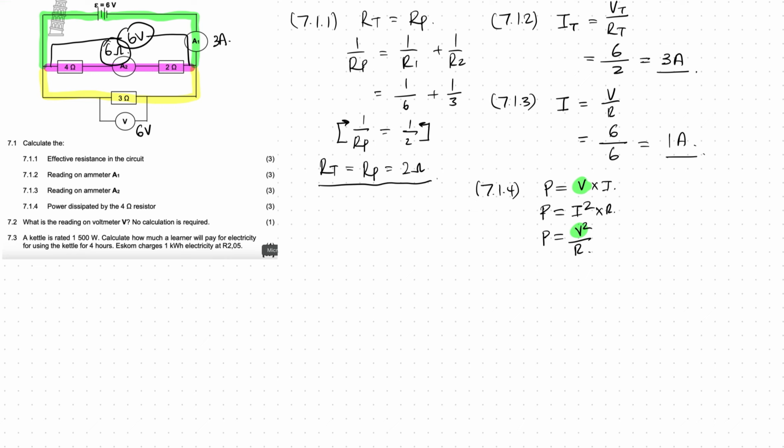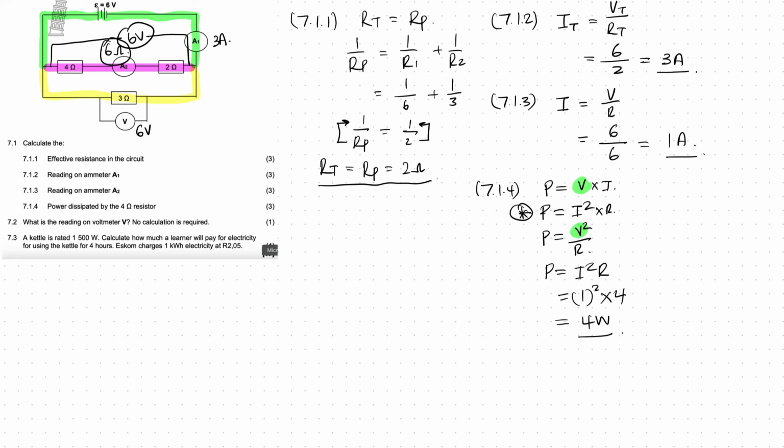Some of that 6 is being used up by the 4 ohm and the rest is being used by the 2 ohm. So we'll have to do a calculation to work out what voltage each one is using. So if you want to go that route, you can. It's just an extra calculation. But the other option is to use this equation, because we know the current going through the 4 ohm resistor and we know its resistance. So I'm going to say power is equal to I squared R. We worked out the current going through the 4 ohm resistor. It's 1. So 1 squared times the resistance of the 4 ohm resistor, which is 4. So 1 times 4 is 4. So 4 watts is the power.